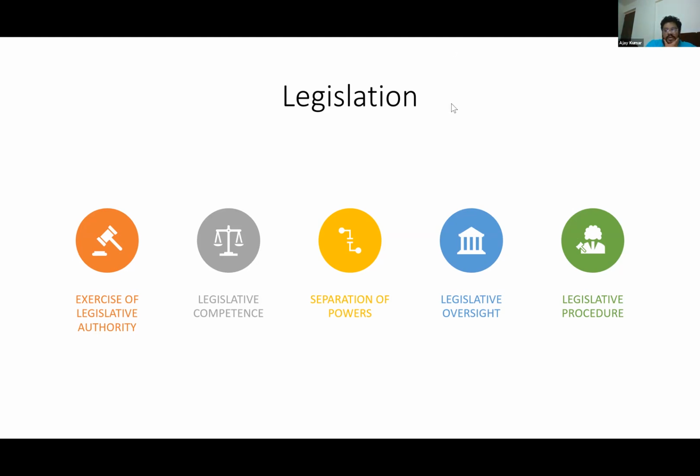All right, now let's move to legislative oversight. And what do we mean by separation of powers and legislative oversight, right? So separation of powers basically means that what the executive branch can do, the legislature cannot. What the legislature can do, the executive branch cannot. And what the judiciary can do, neither of the two can do. That is the idea of separation of powers.